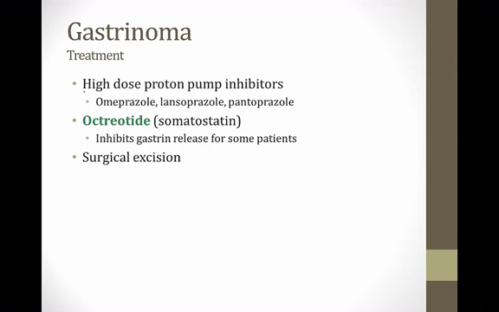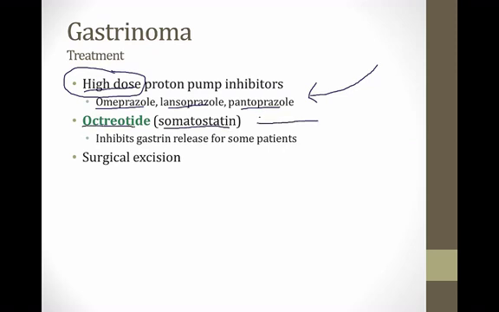One way is to administer high dosages of proton pump inhibitors like omeprazole, lansoprazole, and pantoprazole. As I told you before, these drugs are standard therapy for ulcers, and usually patients with gastrinomas are refractory to these drugs. However, you can try very high dosages. That is sometimes effective. An alternative is to use a synthetic version of the GI hormone somatostatin called octreotide.